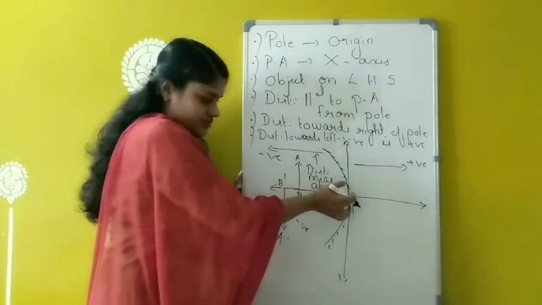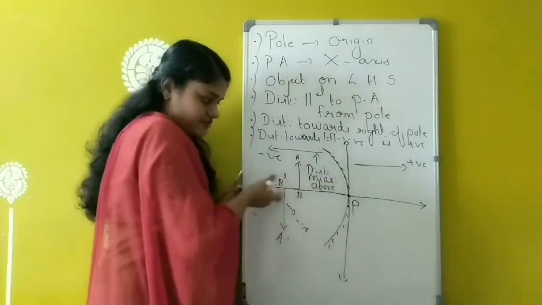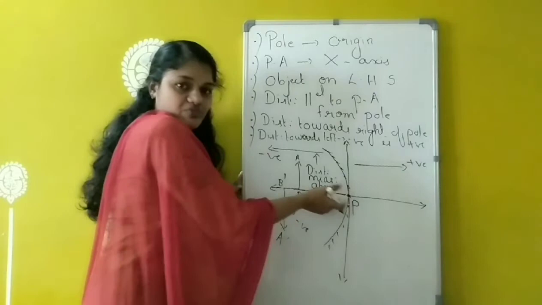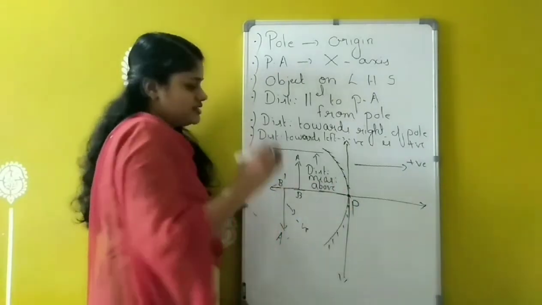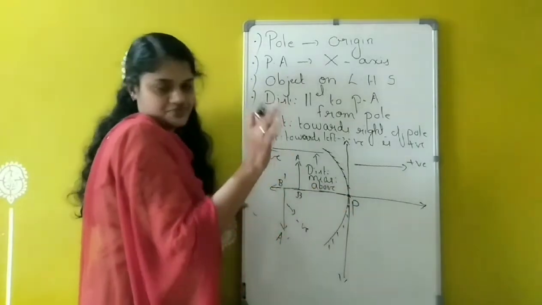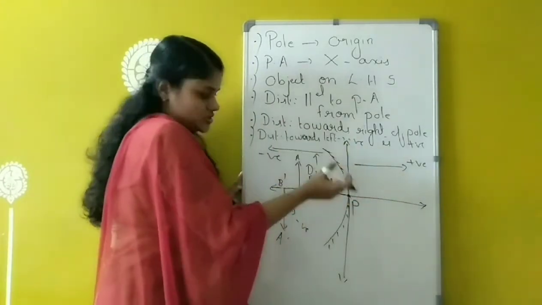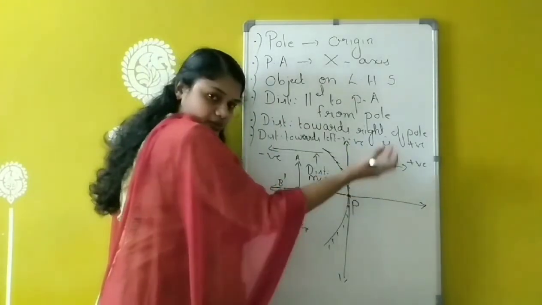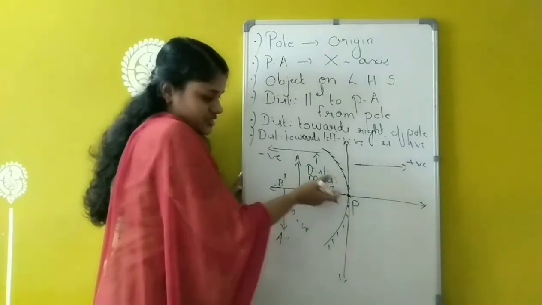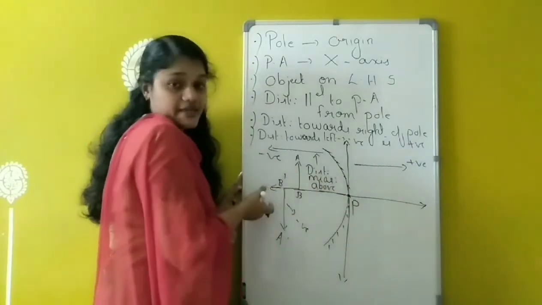So all the distances we are measuring from the pole, whether it is to the left or right. Always we are measuring from which point only? From the pole. This pole is acting like the origin. Distances towards the right are always taken as positive. Suppose we are measuring to the right of the pole, it is positive only. If the distance is measured towards the left of the pole, it is negative.